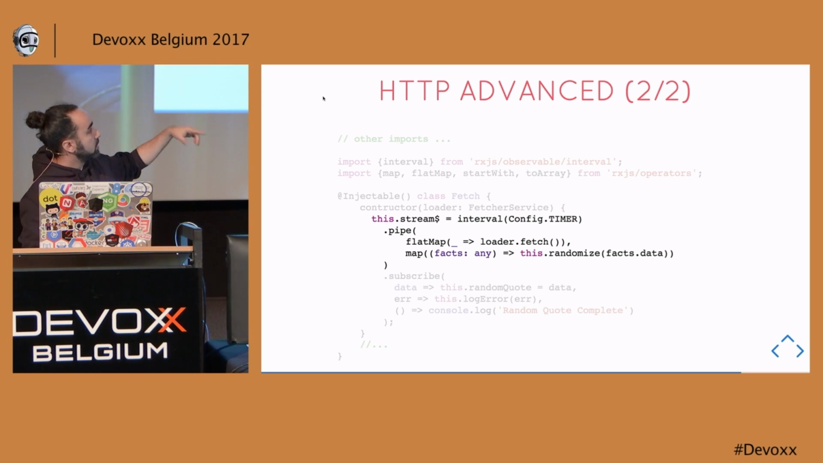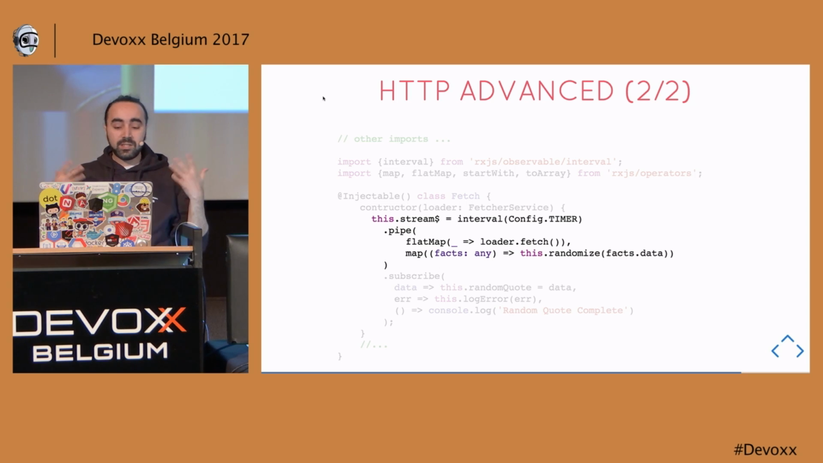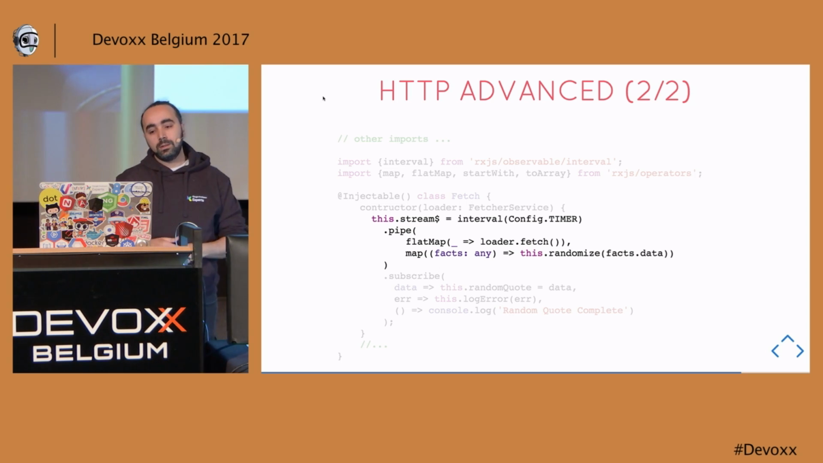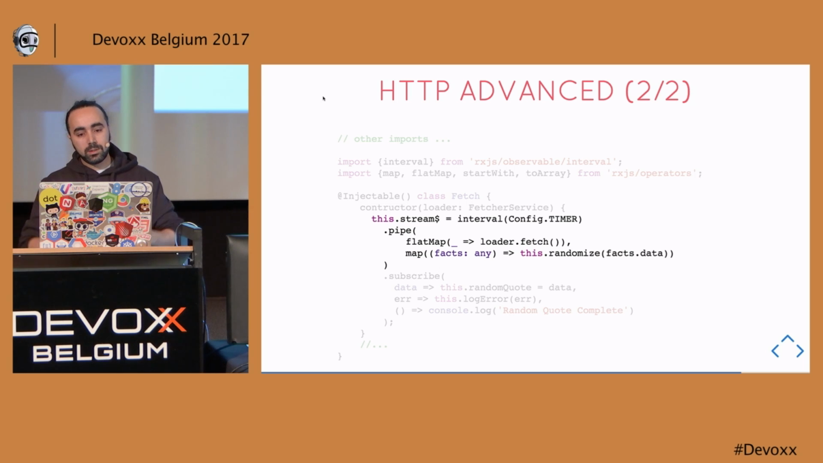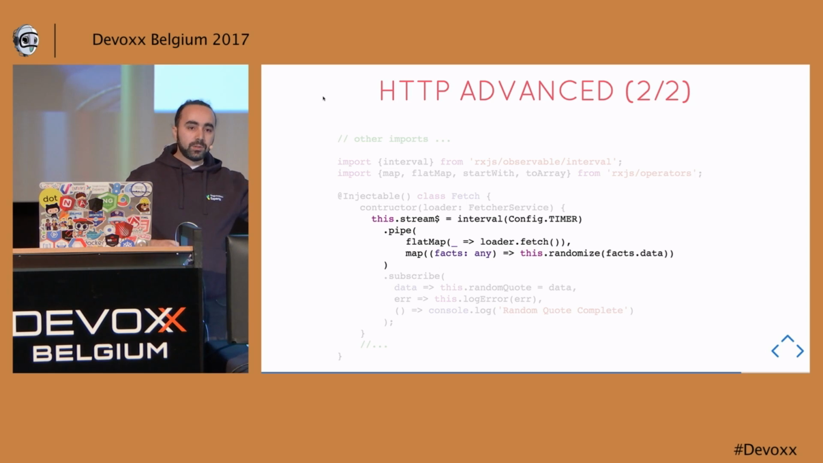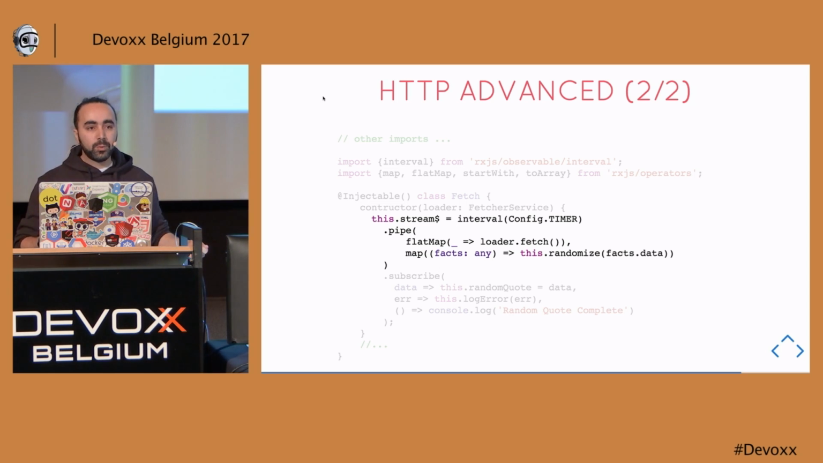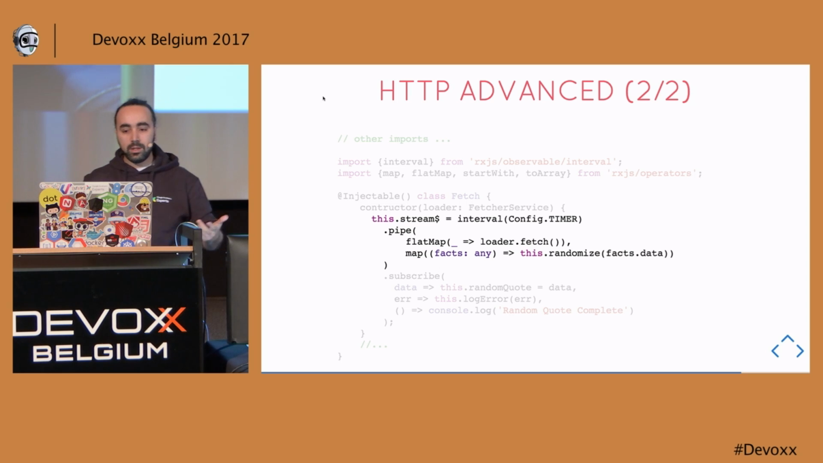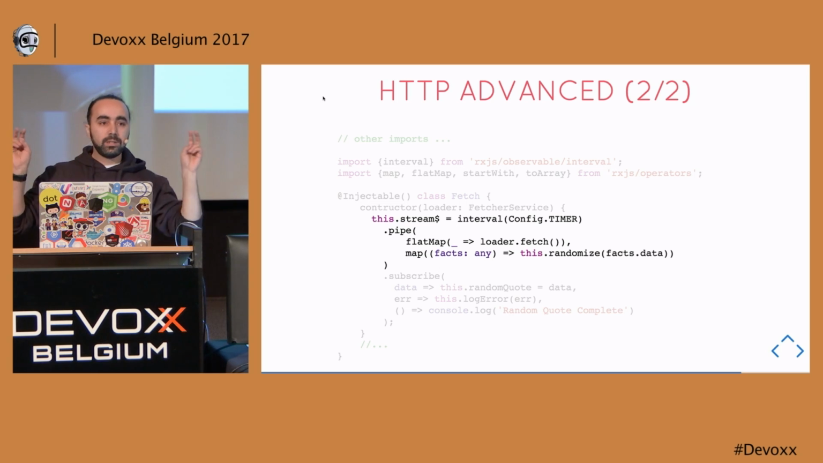This is another example. I can create a stream using the interval observable creator. And then every 1 second, for instance, hit the server with the flatMap operator, get some sort of data, and then randomize some facts, for instance, here. So this is the kind of code you write when you're reactive in your app.